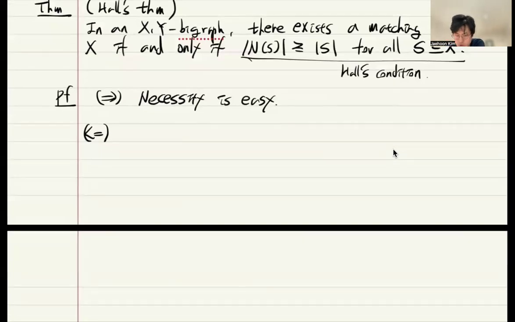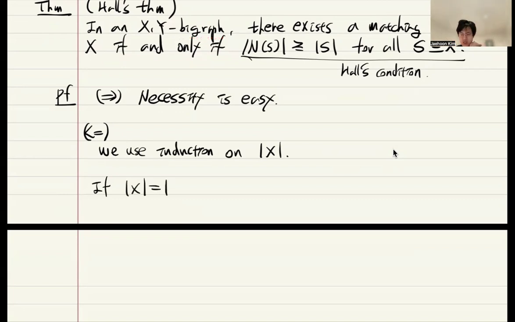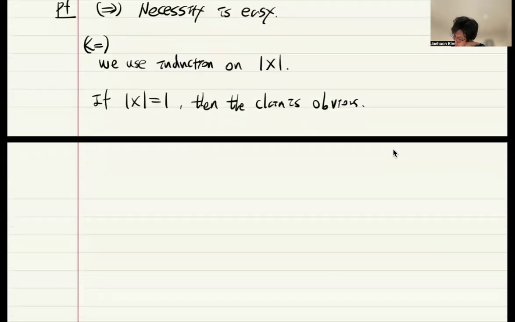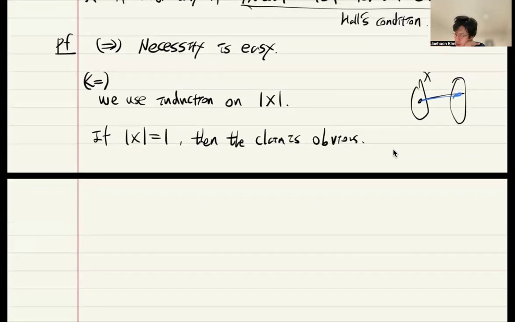Yeah, this is what we want to prove. Then we use induction. There are several proofs, but let's use induction on the size of X. If X has only one element, then the claim is obvious. You have only one element in X, and there is at least one edge going out, and you just choose one edge, and that's it. It covers X. It is a matching that covers X.